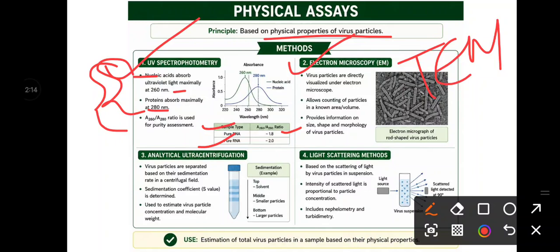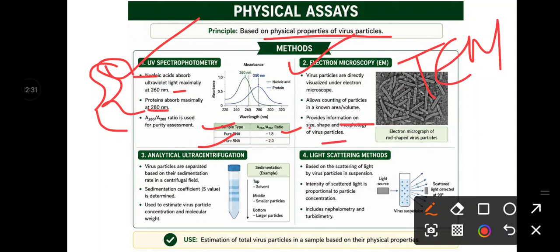By using the transmission electron microscope, we can count the virus. Okay. So various information about shape, size and morphology can be detected, or information can be generated.